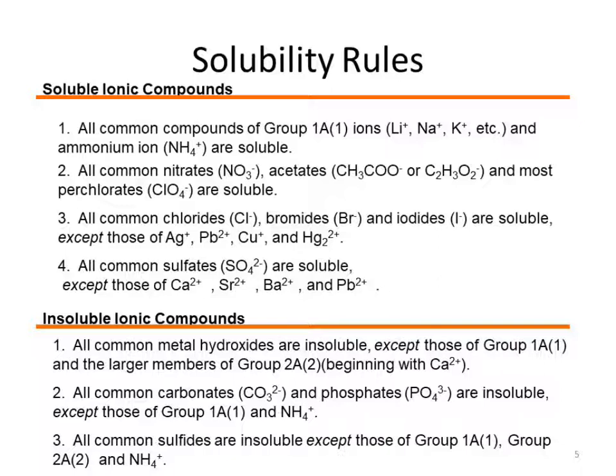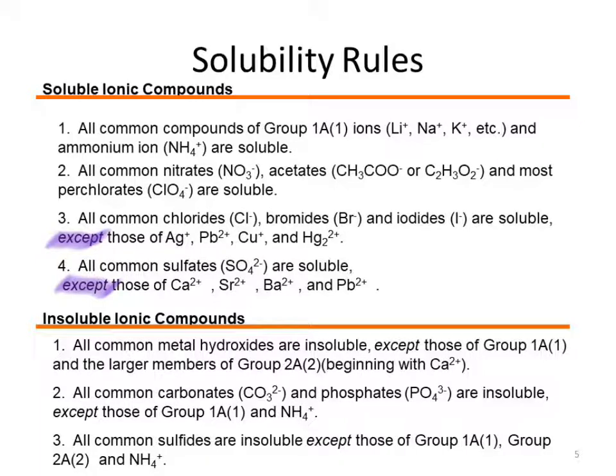So we've got all these different rules, like common compounds of group 1A and ammonium ion are soluble, common nitrates, acetates, perchlorates are soluble, common chlorides, bromides, and iodides are soluble, except, okay, so there's going to be some exceptions here. Those of silver, lead 2, copper 1, and mercury 1. Common sulfates are soluble except those of calcium, strontium, barium, and lead 2.